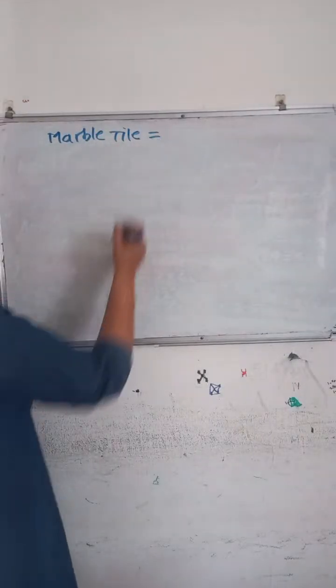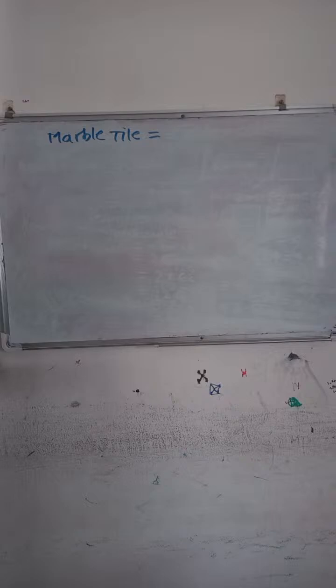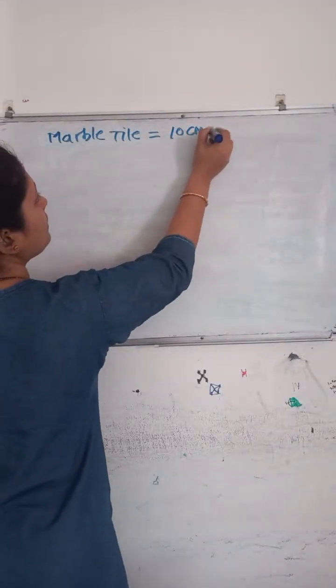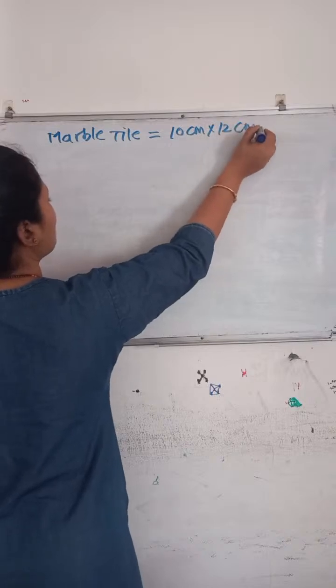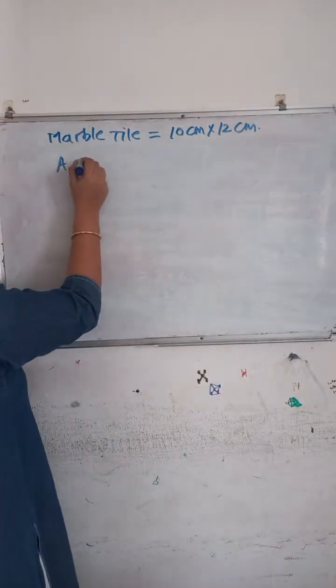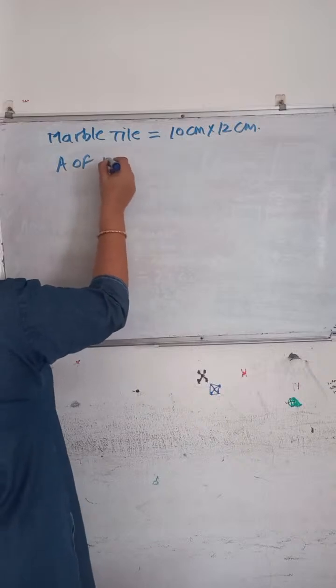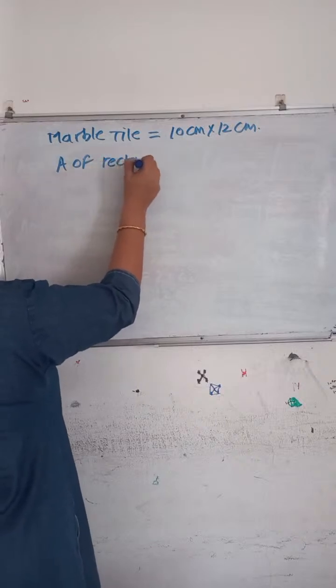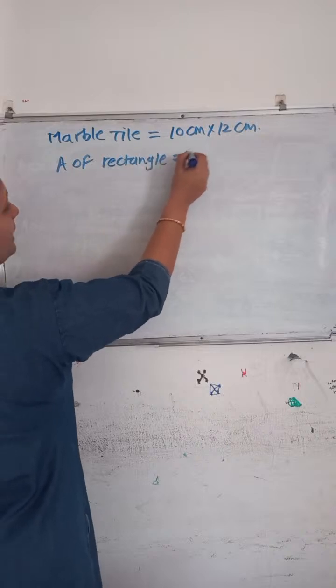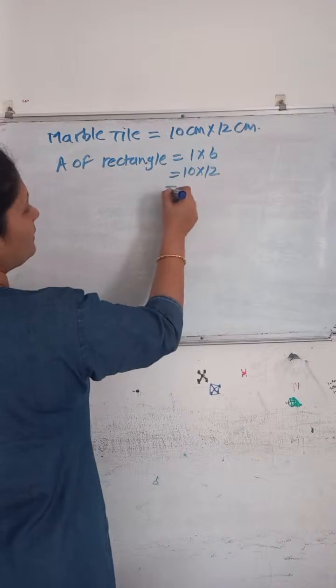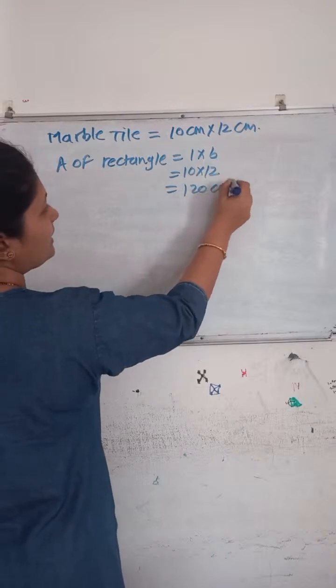Marble tile length and breadth are given, that is 10 centimeter into 12 centimeter. The tile is in a rectangular shape. Area of a rectangle is length into breadth, that is 10 into 12, that is nothing but 120 centimeter square.